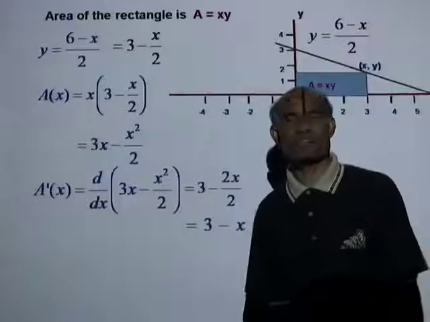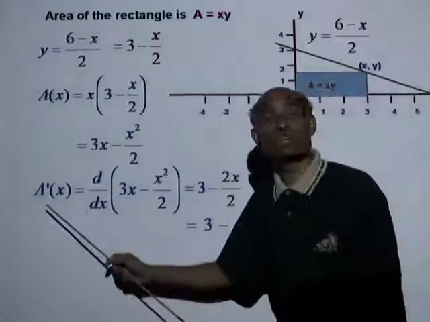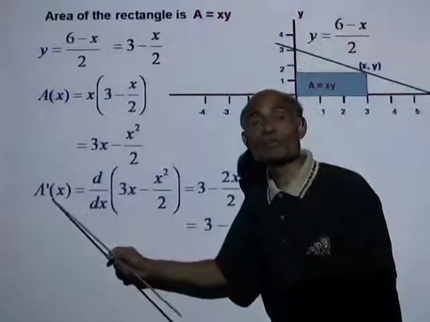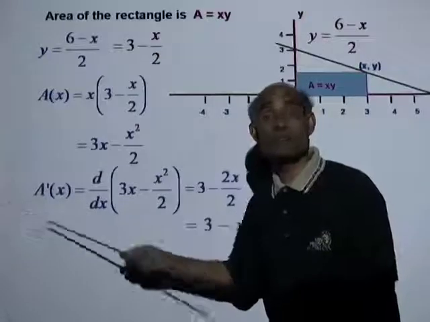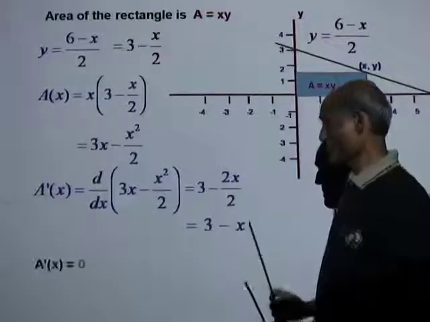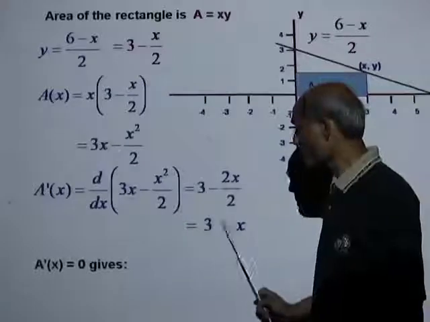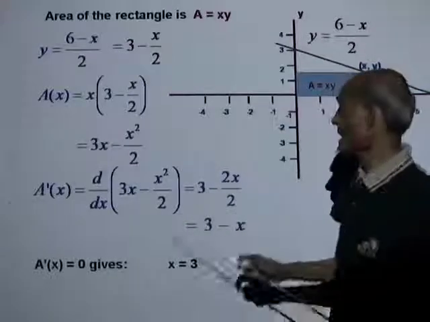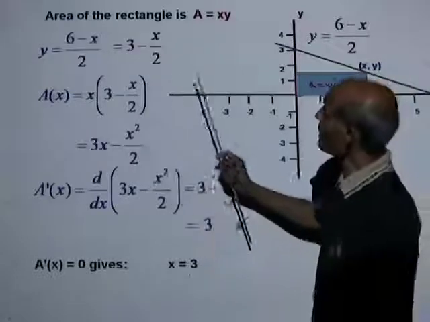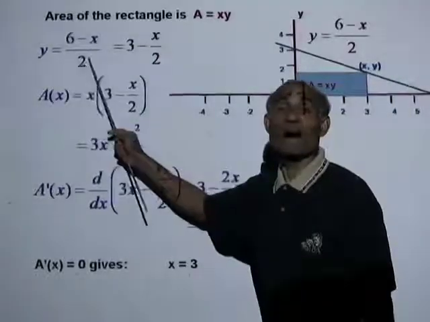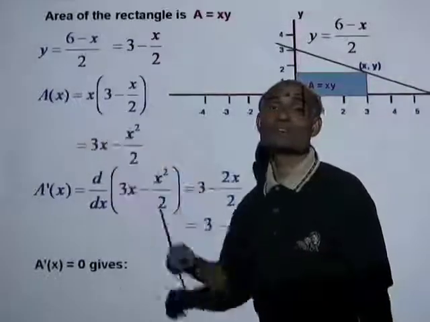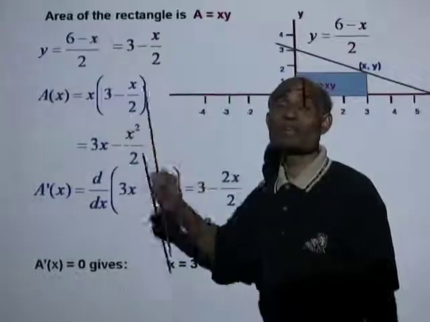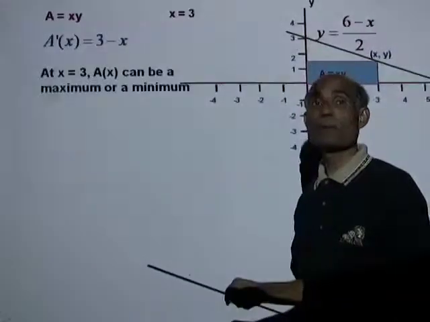It's a very simple process. And the critical number occurs where the derivative is 0. So set this derivative equal to 0, and that gives you x equal to 3. All right, if x equal to 3, what is the value of y? You can figure that out straight away. Put x equal to 3 and find the value of y.